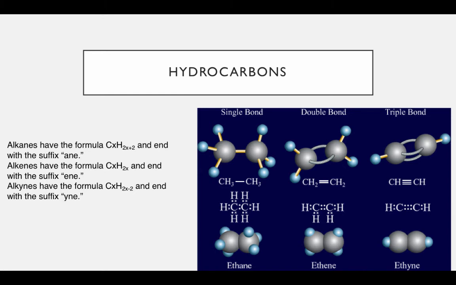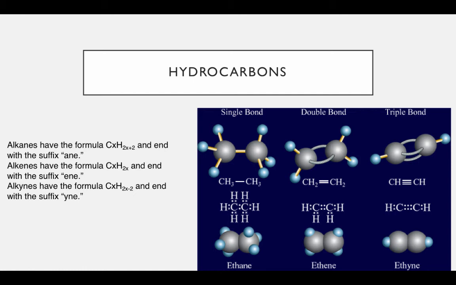Lastly, to figure out the formula for an alkane, alkene, or alkyne, please make sure to write this down. To find the formula of an alkane, the formula is CxH2x+2, and you'll learn how to use this in class. The alkene is CxH2x, and an alkyne is CxH2x-2. And then the names or the suffixes change from ane, ene, and yne.